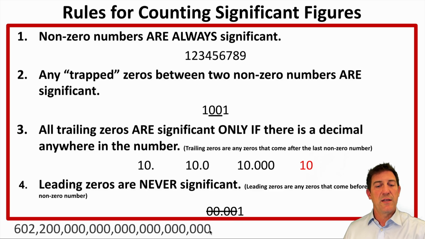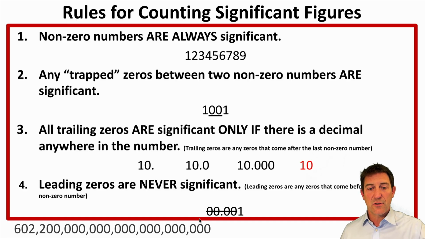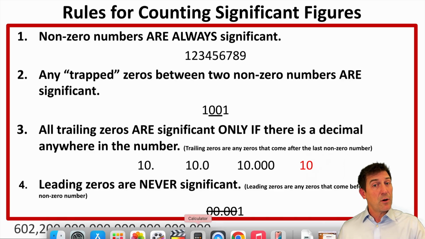Let's go back to this really big number down here, which is Avogadro's constant or Avogadro's number. We said there were 4 significant digits in this number. There are 24 digits in the number, but only 4 significant digits. We said the 6 and the 2 and the 2 are significant digits, and this right here must be the other one because it's a trapped 0 in between non-zero numbers. These ones back here, these are all called trailing zeros, and we just learned that trailing zeros are significant, but only if there's a decimal somewhere in the number.